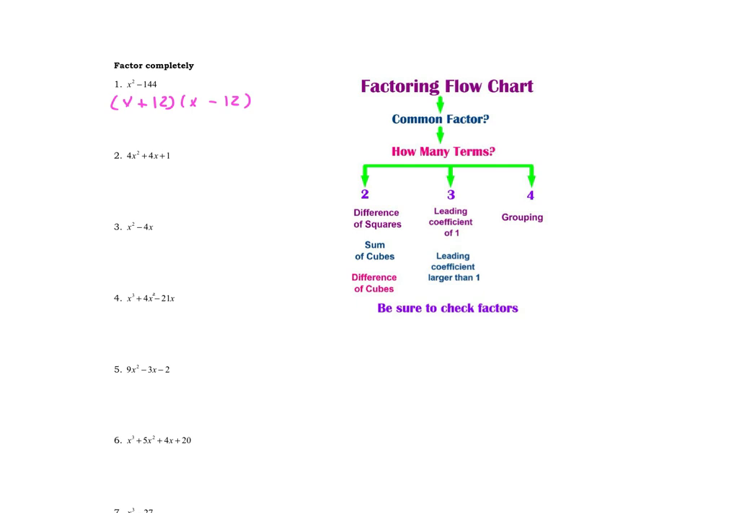Okay, the next one, there is no common factor, but there are three terms. I have a leading coefficient larger than 1. That's the harder of the two because that's a split the middle. So when you have this scenario, you're going to multiply that 4 times the 1 and think of all the things that multiply to 4, that add to 4. And so this is positive 4, so this would be positive 2 and 2.